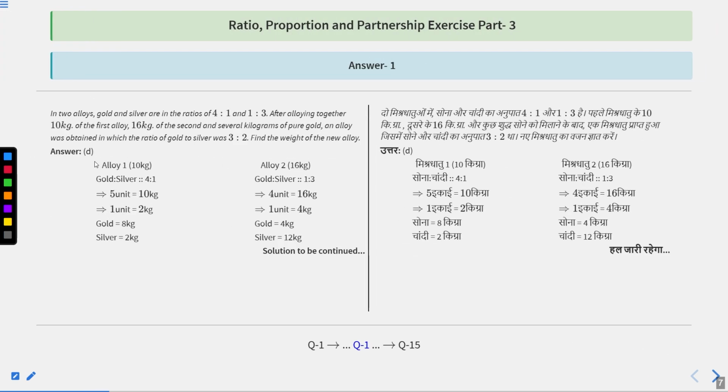First, it says that in the first alloy, which is 10 kg, gold and silver are in the ratio 4:1. Clear? So total 5 units become 10 kg, so 1 unit will be 2 kg. Gold is 4 units, so gold is 8 kg and silver is 2 kg. In the same way, in the second alloy, which is 16 kg, gold and silver are in the ratio 1:3. So 4 units equal 16 kg, 1 unit will be 4 kg. Gold is 1 unit and silver is 3 units, so gold is 4 kg and silver is 12 kg.